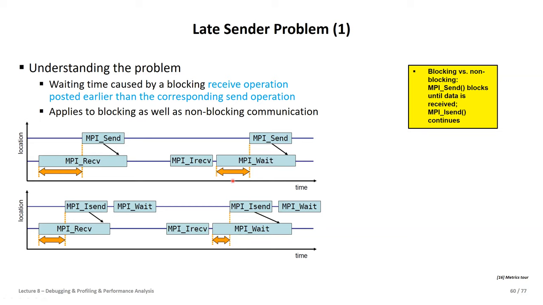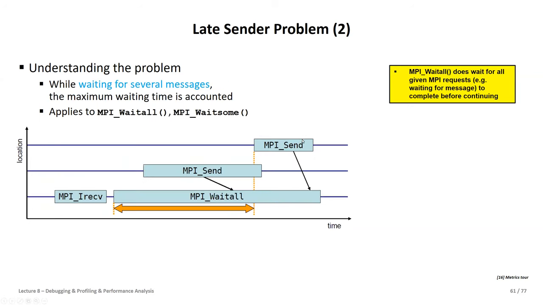Here's a receive operation. We wait, and all of this is waiting time, which is wasted, as an example. And this is a non-blocking scenario here. In the blocking scenario, you could have the same point of view. And there are different types of late sender problems.